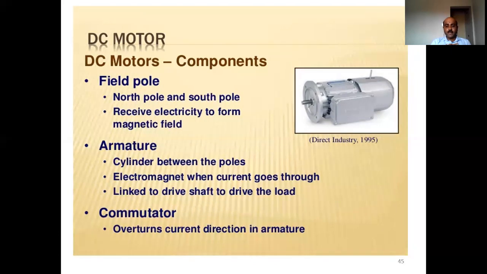Next comes the armature, a cylinder between the poles. It becomes an electromagnet when current goes through it, and it is linked to a drive shaft to drive the load. Very simple: the armature acts as a cylinder between the North and South poles, becomes an electromagnet when current passes through it, and is connected to the drive shaft. The armature is the rotor, the rotating component here. And the commutator reverses the current direction in the armature. These are the three important parts of a DC motor.